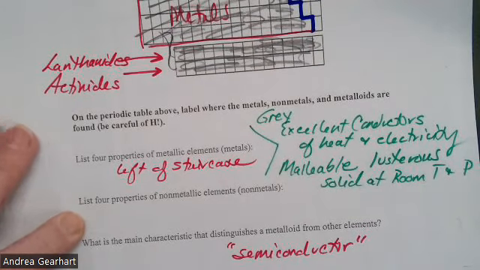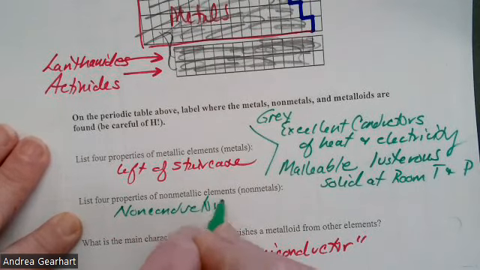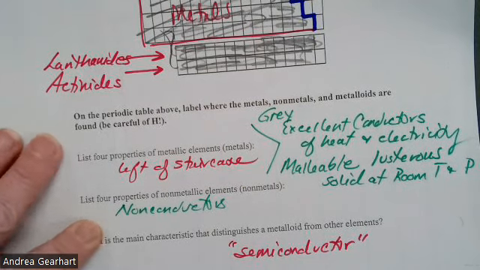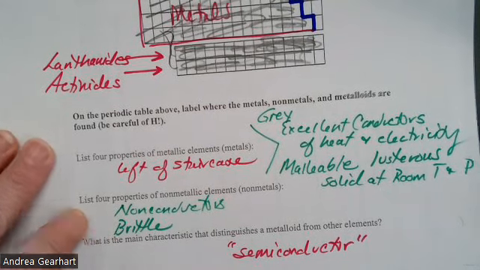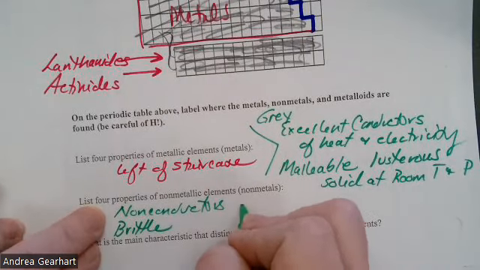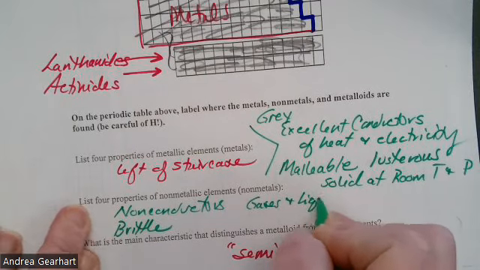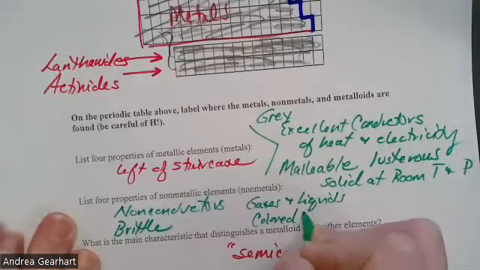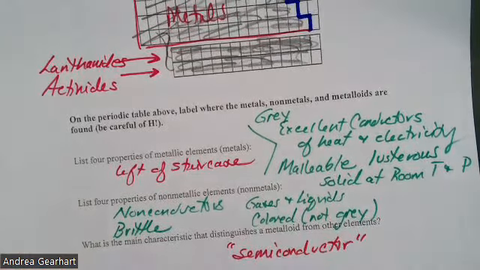So non-metals, most important thing, they are non-conductors. They do not conduct heat or electricity. They are brittle, so when force is exerted, they break. They don't mold. They are normally gases and liquids at room temperature and pressure. And they are colored, even though gray is a color, they're not gray. They're colors other than gray, we should say.